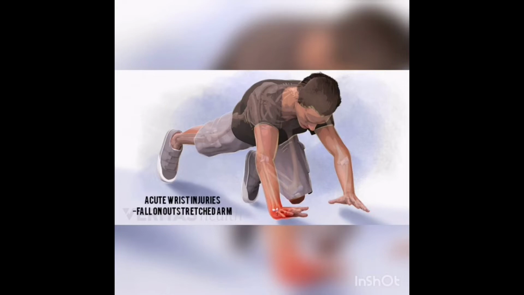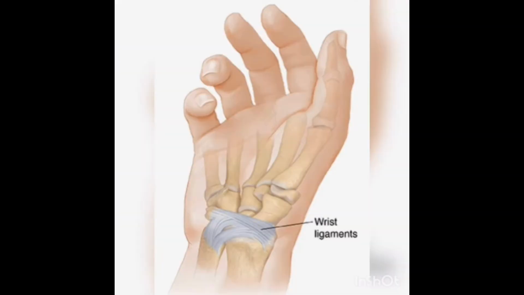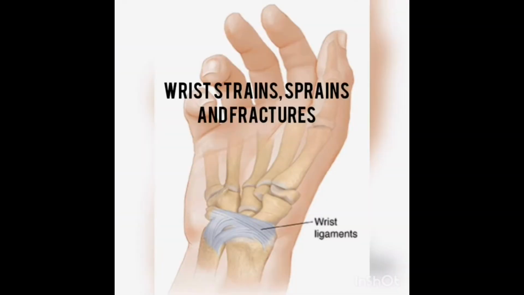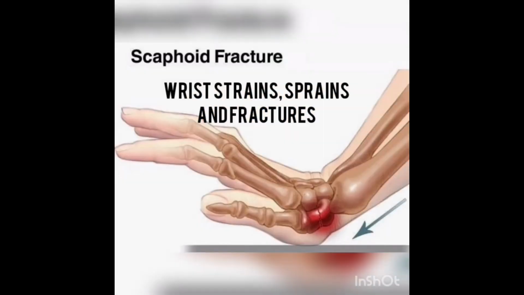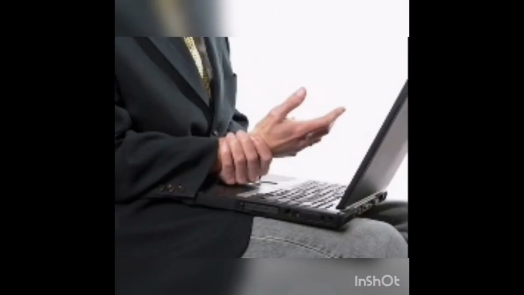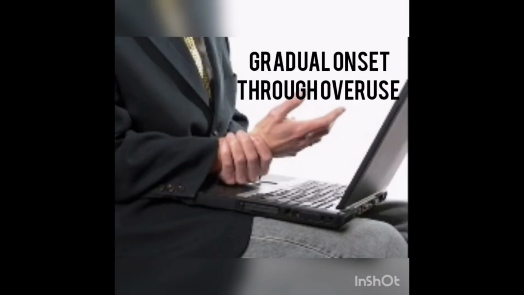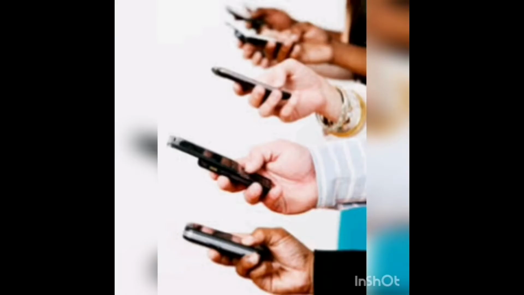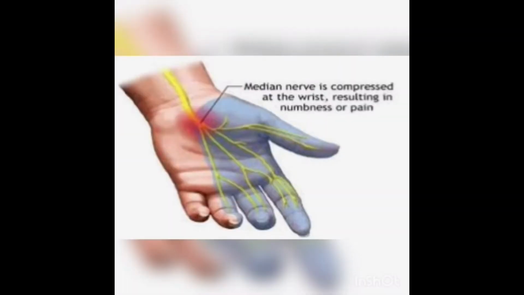They are usually caused by a fall onto an outstretched arm or twisting. They include wrist strains, sprains, and fractures. Gradual onset, known as chronic wrist pain, occurs over a period of time, often through overuse. Sometimes you may also experience tingling and pain running down your hands, which may be caused by nerve compression at the level of your neck, elbow, or wrist.